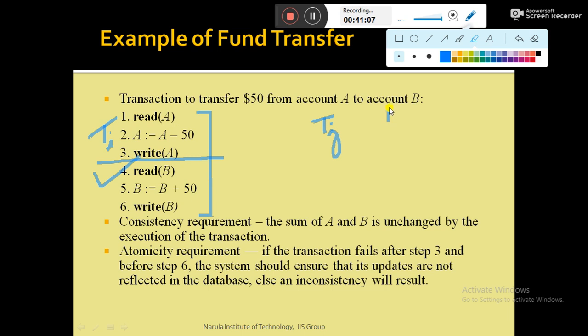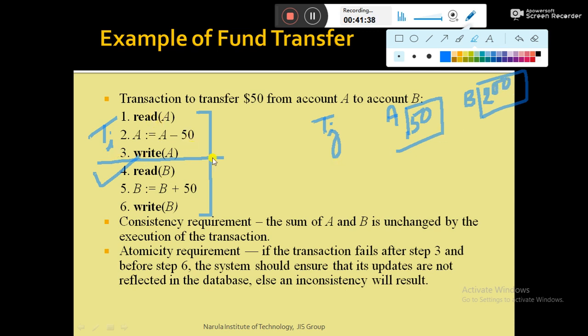Just for recap, if the initial value of a was 100 and the initial value of b was 200, after the partial execution of ti, the value of a will become 150 and the value of b remains 200. I think you remember it well.